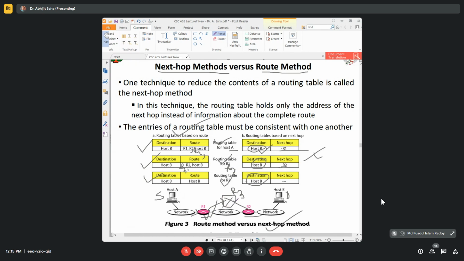And for the R3 routing table, it is going to be the destination host B, and the next node is going to be R2. And then for R2, the destination is the host B, and it can be directly reached. Clear? Yes, sir. Clear. Thank you, sir.